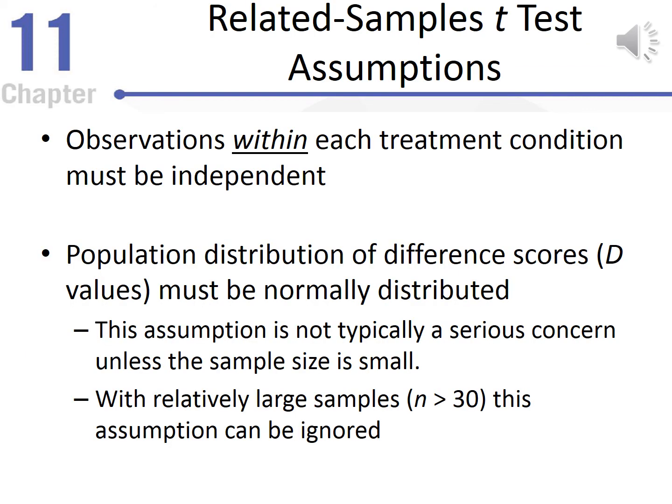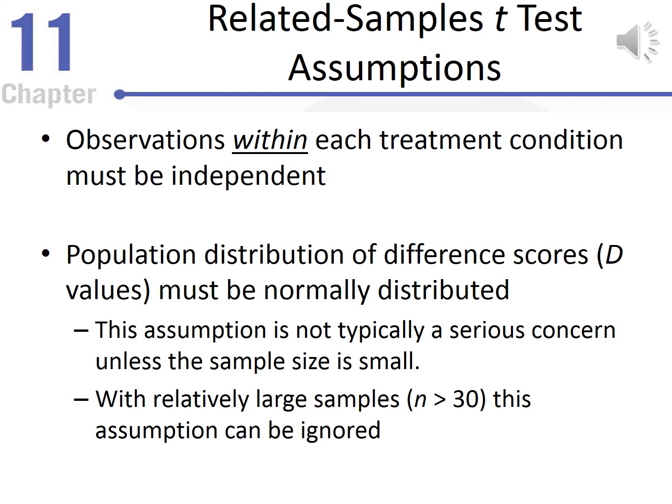Like any hypothesis test, there are assumptions which must be met before the related measures t-test is viable. Those are, of course, that the observations within each treatment condition must be independent. That is, you don't want to have siblings or identical twins or married partners in the same treatment condition. They need to be randomly selected. Of course, the observations between the treatment conditions are not going to be independent because it's going to be the same people measured multiple times. But the observations inside of each treatment condition must be independent.